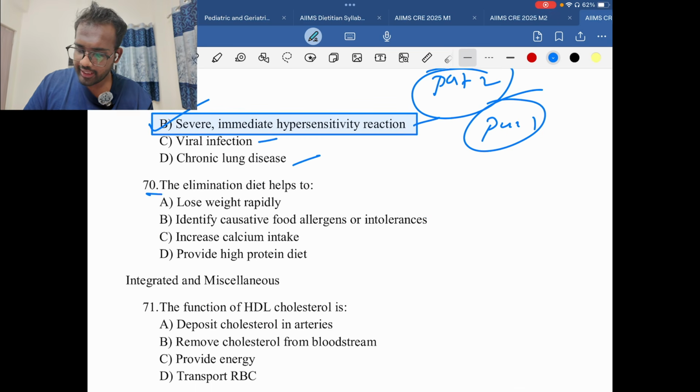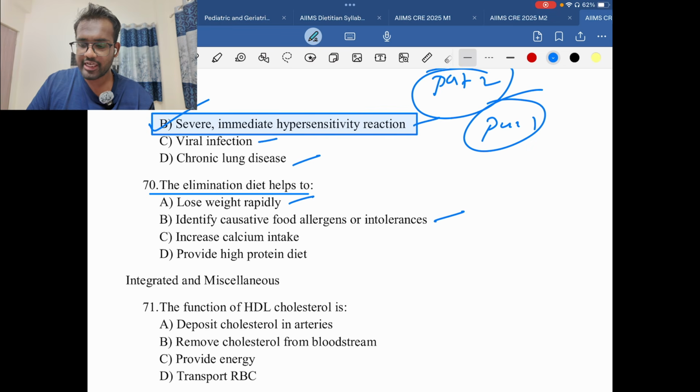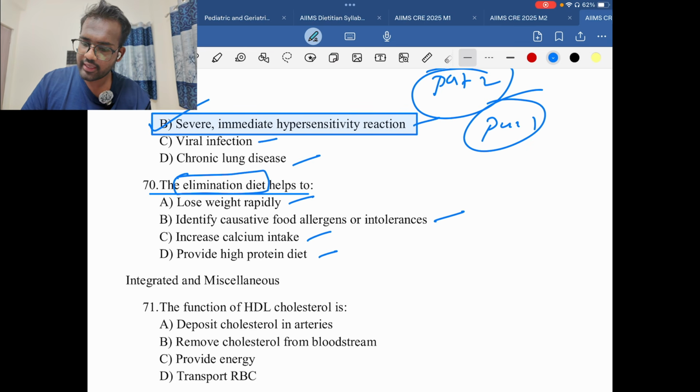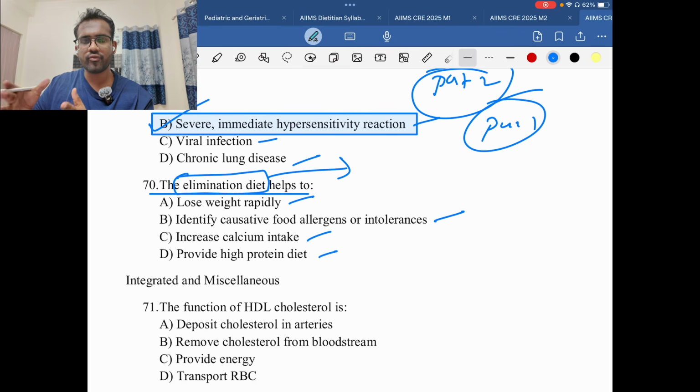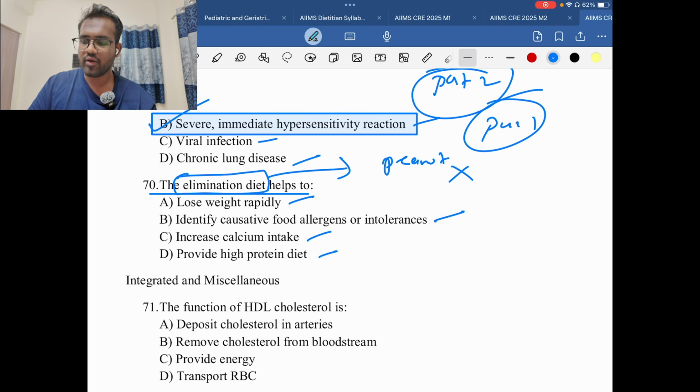Question number 70. The elimination diet helps to: lose weight rapidly, identify causative food allergens or intolerance, increase calcium intake, provide a high protein diet. Always remember, the word elimination diet itself tells us we are eliminating some food or ingredient from the diet. If you are allergic to peanuts, remove the peanuts. If you are allergic to wheat or gluten, remove the gluten. That's all, a simple thing. If there is any allergic reaction to a specific nutrient, remove the nutrient.